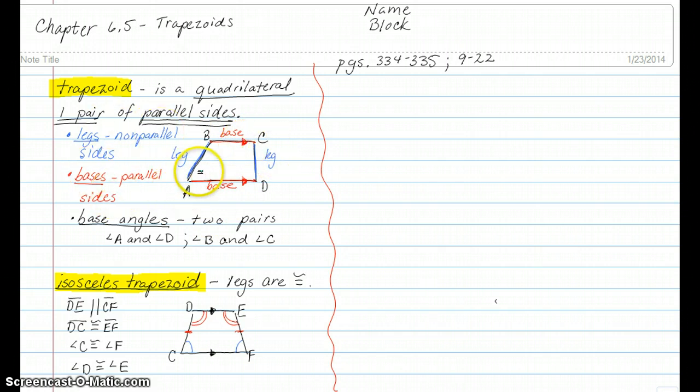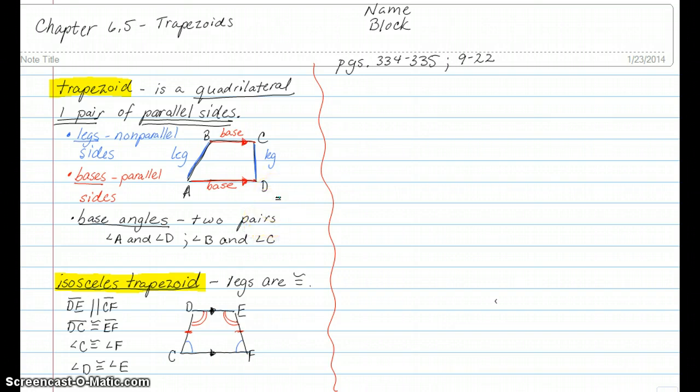The legs connect the bases, and they are non-parallel. This is shown in blue to help you see it, and it's written in blue. The legs are the non-parallel sides. Now, base angles are those angles that are right by the base. So for this bottom base, A and D are the base angles, and for this top base, B and C are the base angles. And there's always going to be two pairs of base angles in any trapezoid.